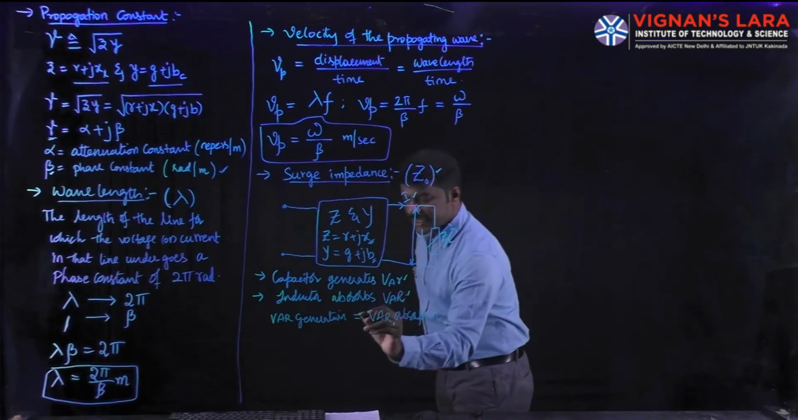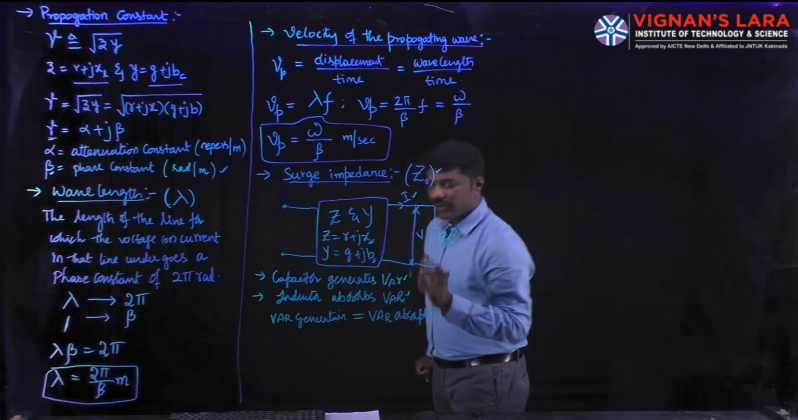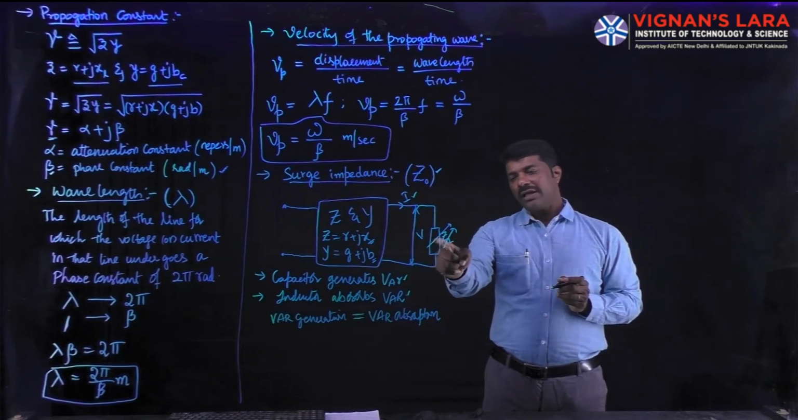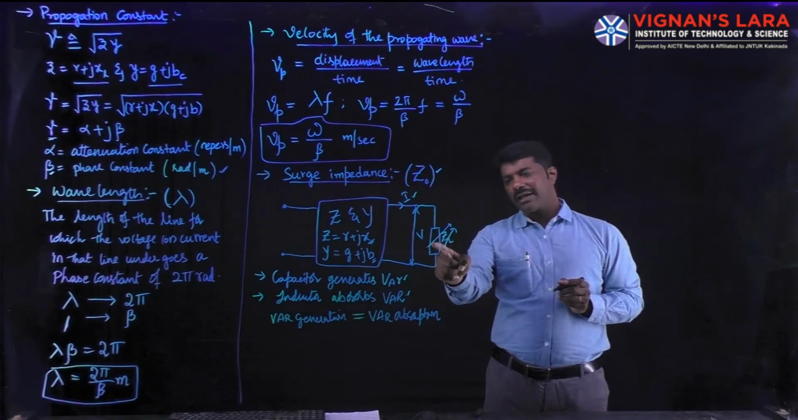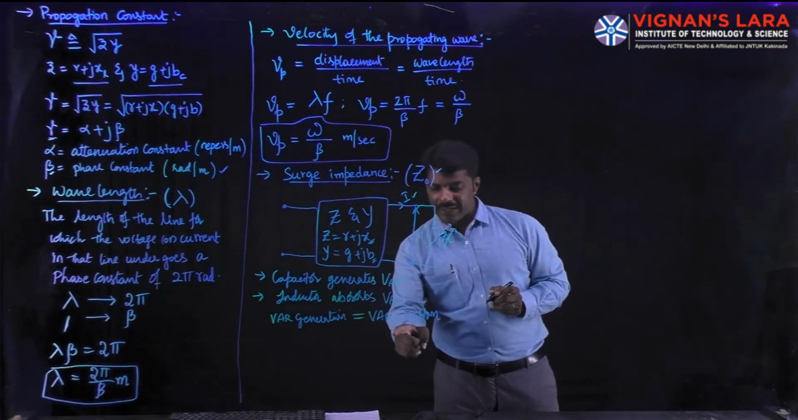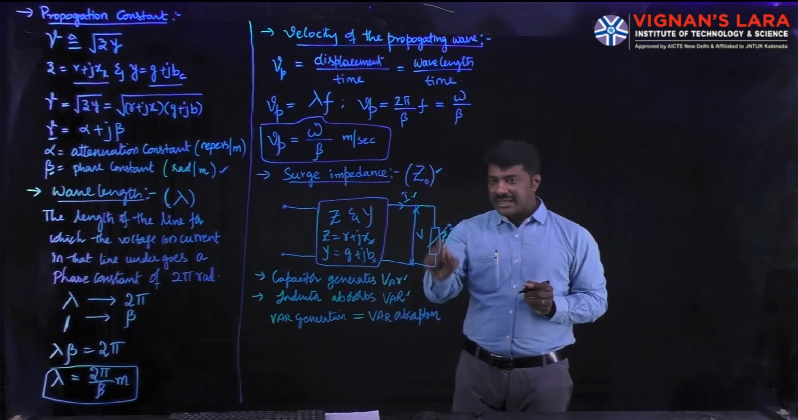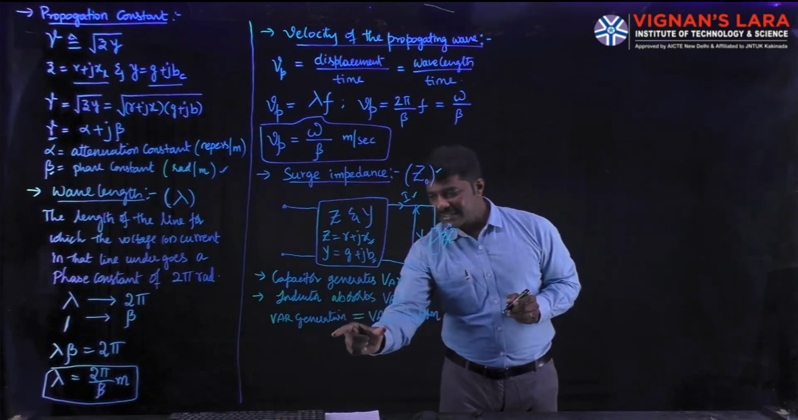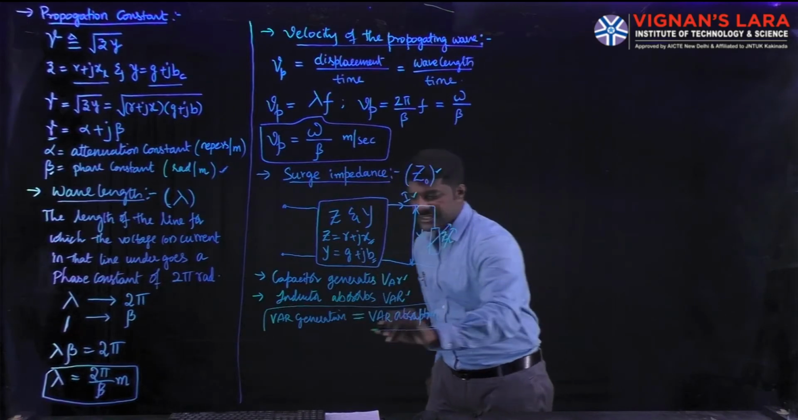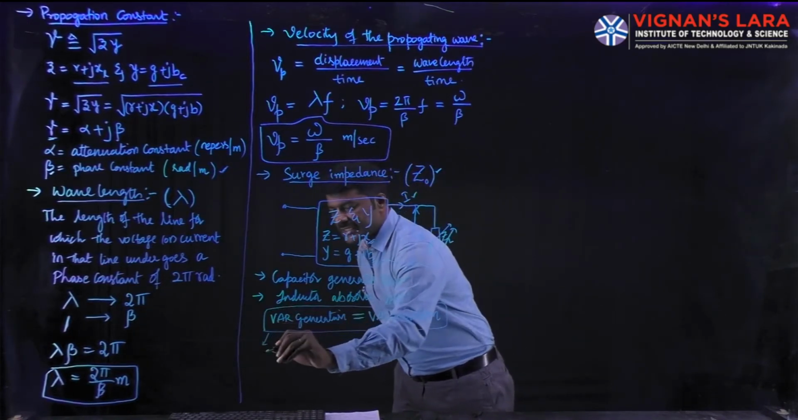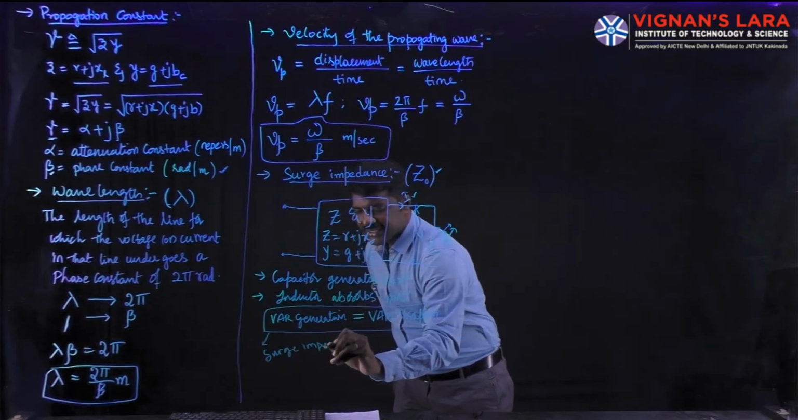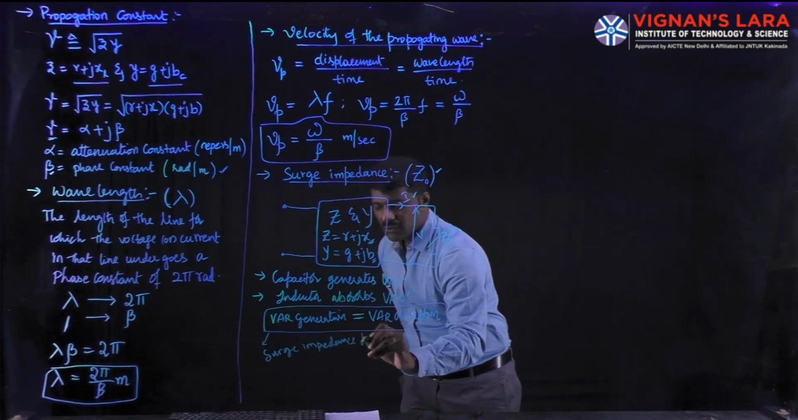How do we equate these two? By varying the load, so by varying the nature of the load. At one point of the load, we can observe that VAR generation will be equal to VAR absorption. Such a load, wherever this condition is fulfilled, is called surge impedance loading.